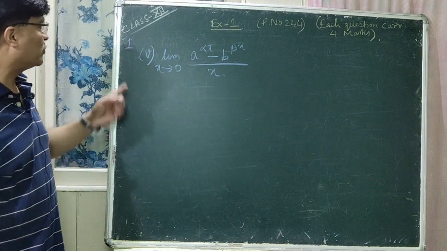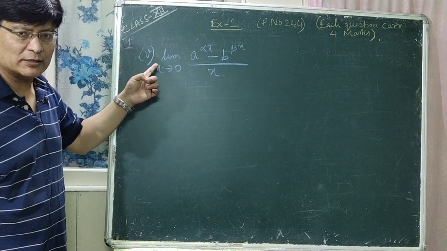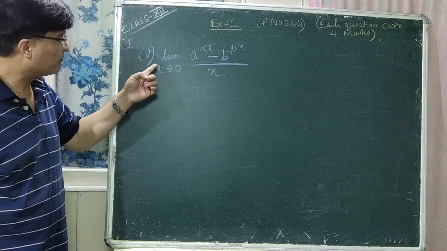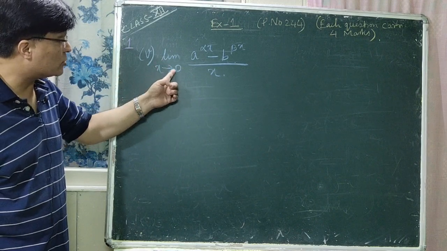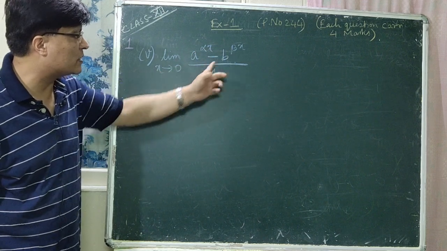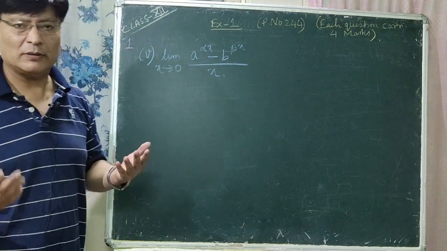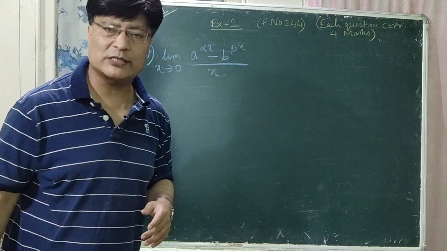Now we are doing the next question, that is number 5. You have to evaluate this limit. Find the value of this limit. The question is limit x tends to 0, a to the power alpha x minus b to the power beta x whole divided by x. So here also x is the variable. Here a, b, alpha, beta all are constants.